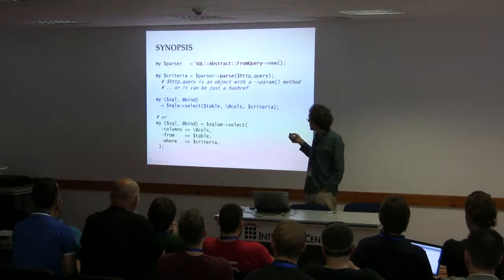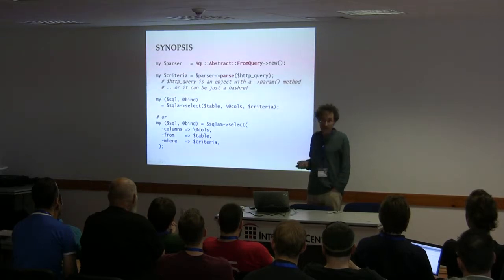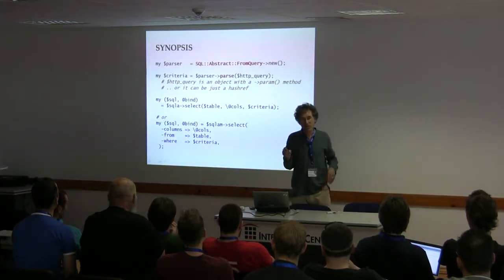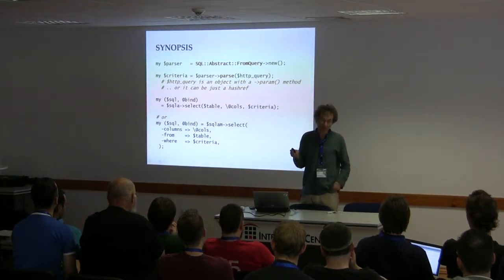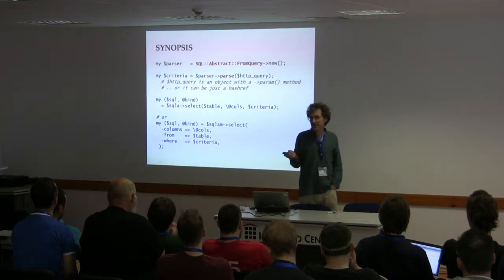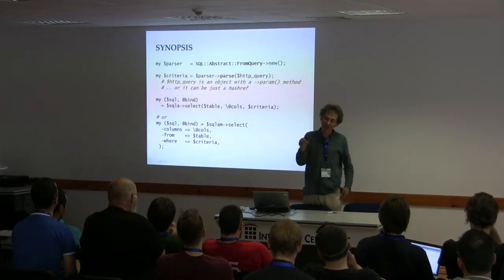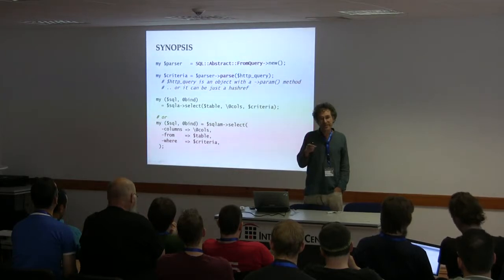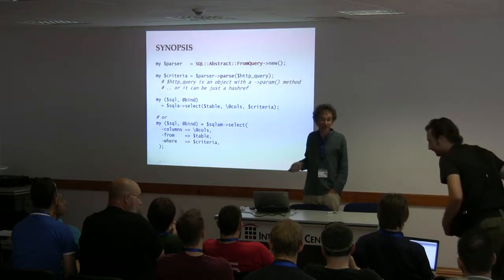You declare a parser, or you create an object which is a parser from that module, SQL Abstract from Query. And then you just call the parse method. The argument to the parse method is an HTTP query. What we mean by that is it has to be an object with a method called param. And this is kind of a standard way for every web framework. I mean, the plain old CGI has a param method. The Plack request object has a param method. The Catalyst one too, and so on. So any of those will fit here.